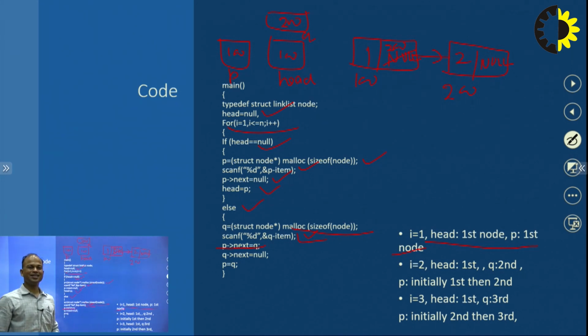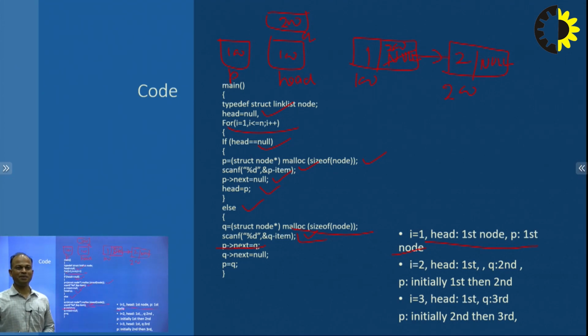In this way we have created a total of 2 nodes, and after creation of the second node we can run the same practice for the third node, the fourth node, or n number of nodes. So we can create n number of nodes using this particular logic and syntax. This is the complete code and complete explanation to create n number of nodes.